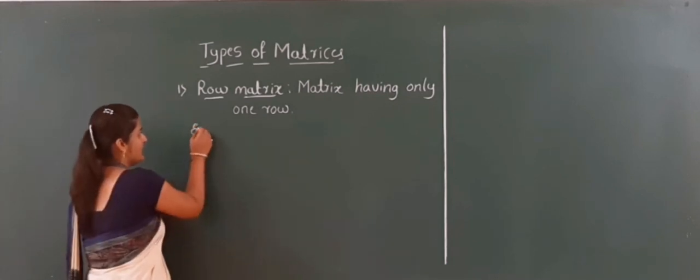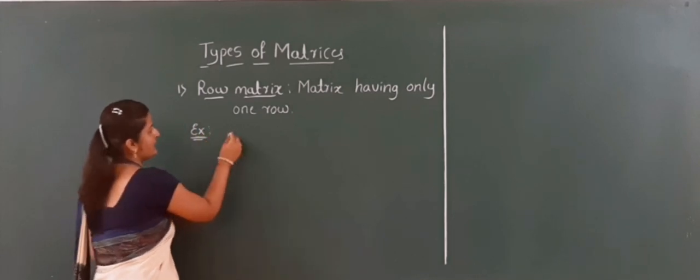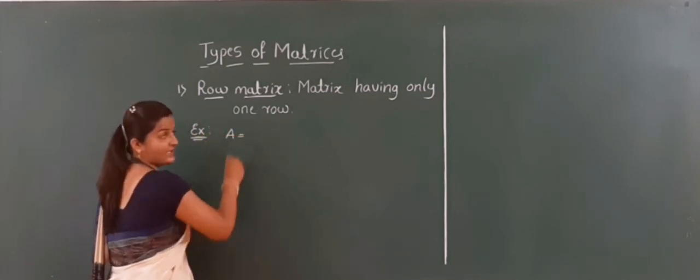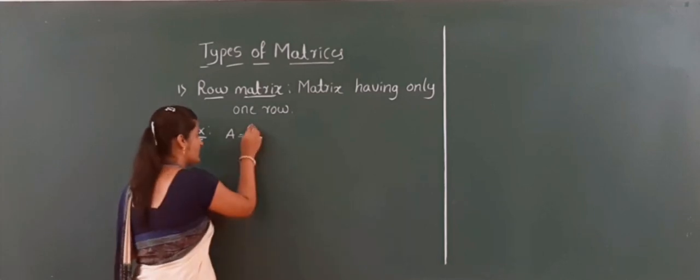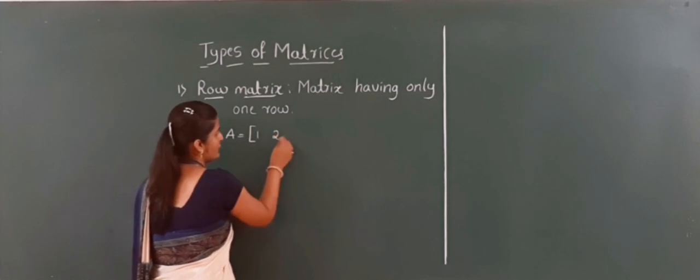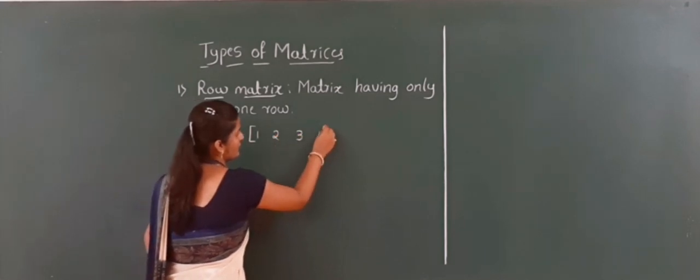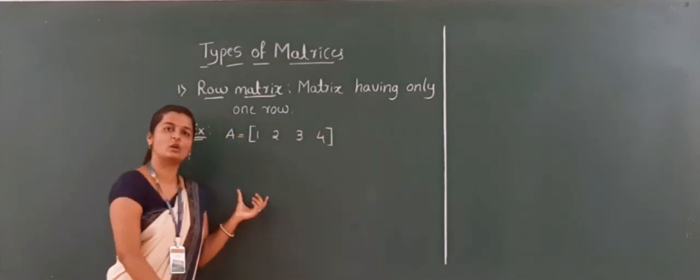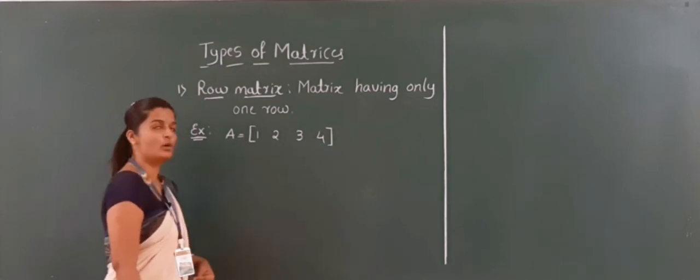With an example we can explain. For example, there is a matrix A. I have to write the row matrix. So row matrix means I have to write exactly one row. So I will write like this: 1, 2, 3, 4. So tell me whether this is a row matrix or not. Yes, this is a row matrix.